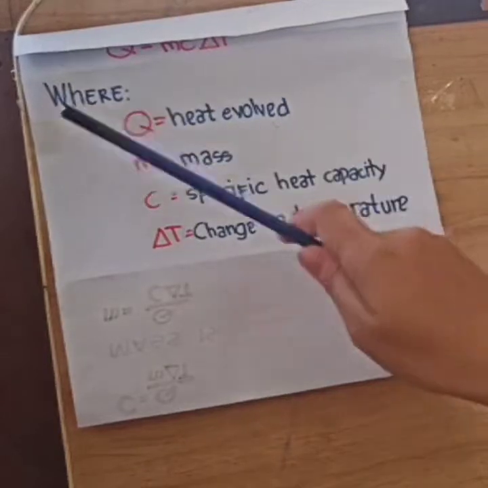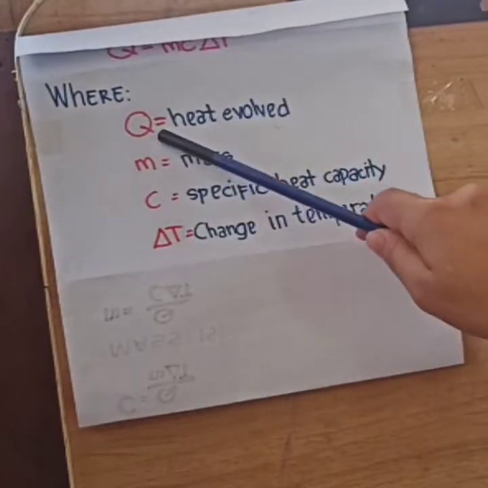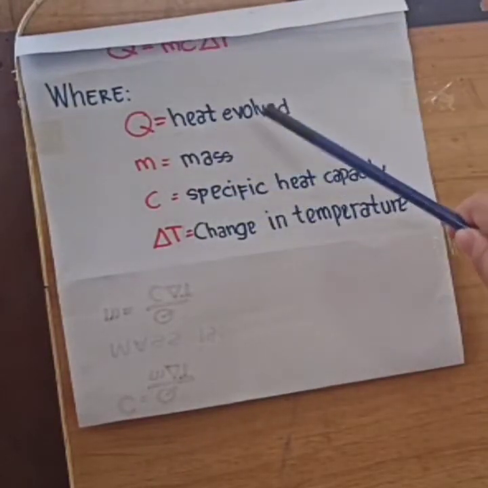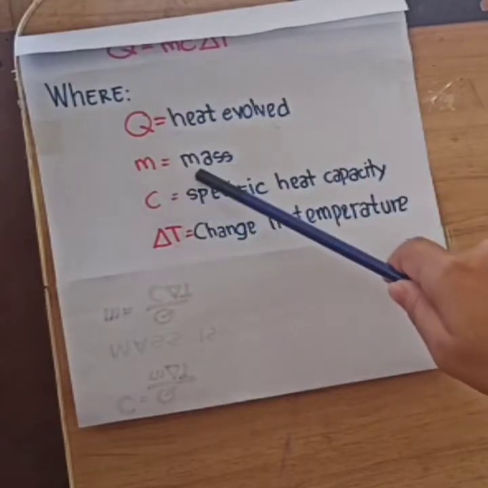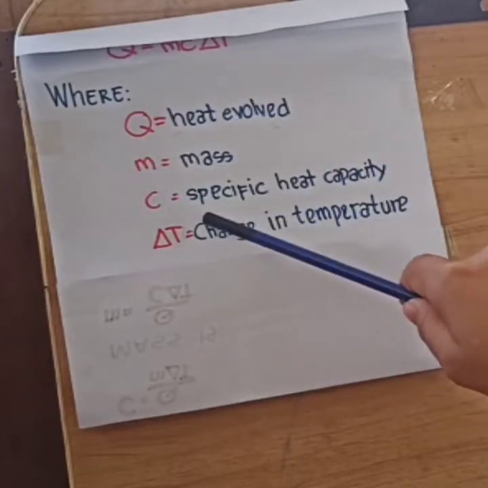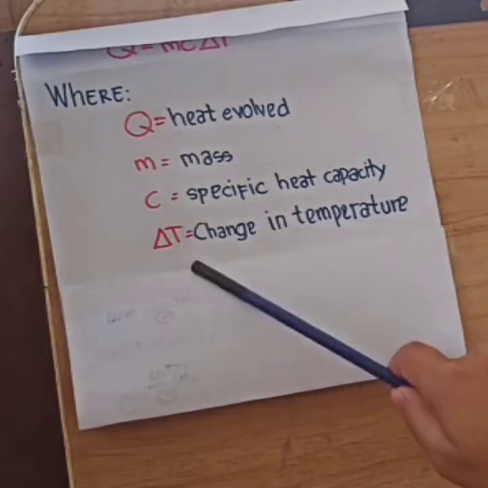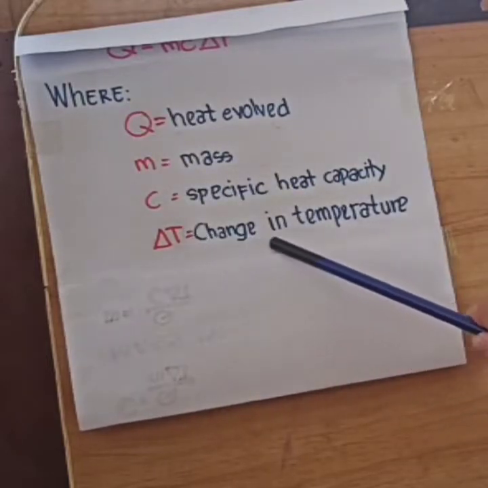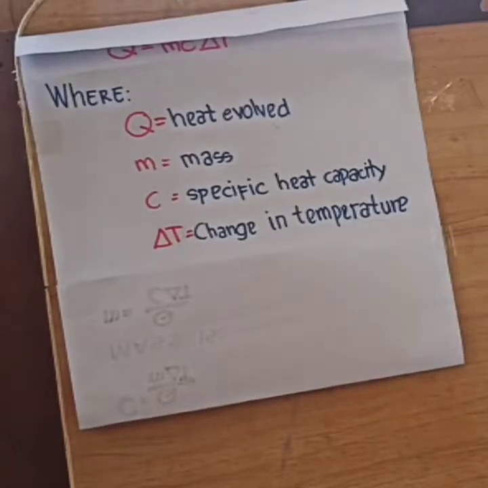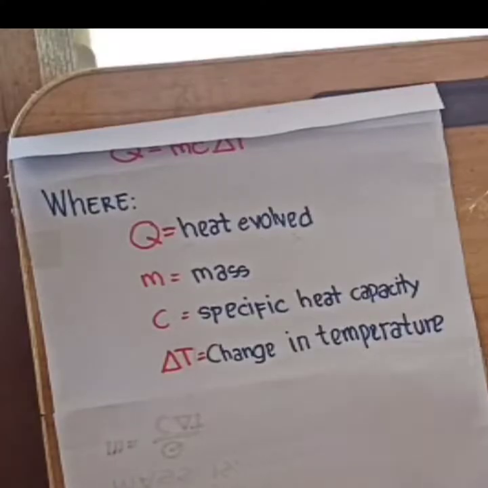Okay, first, Q stands for heat evolved. M stands for mass. C stands for specific heat capacity. And the triangle with a big T stands for change in temperature. So now let's proceed to the formulas.